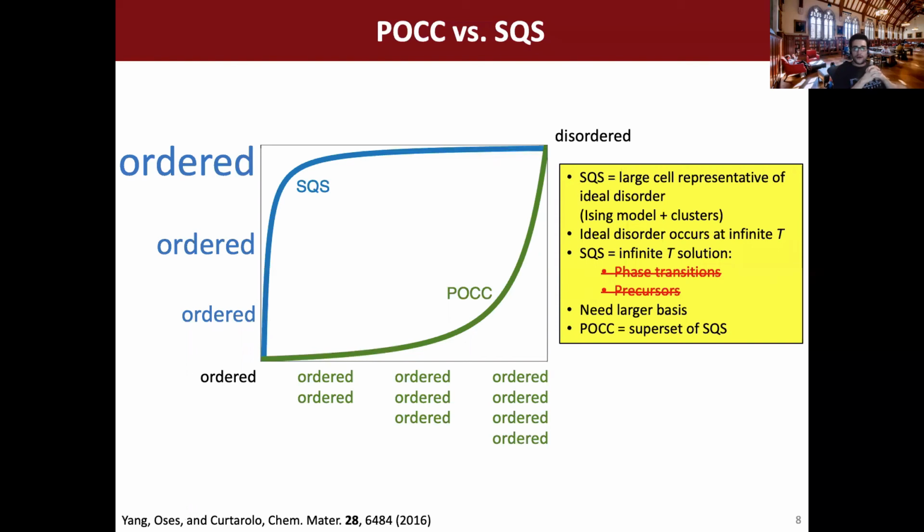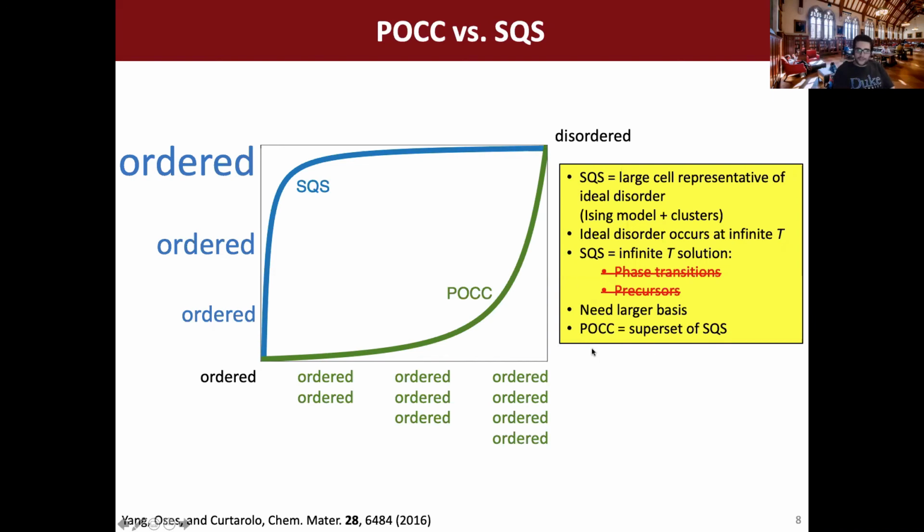And so SQS is intrinsically an infinite temperature solution. You're not going to be able to model phase transitions. You're not going to be able to model precursors. As you go from an ordered structure to a disordered structure, you're basically going to have precursors of the ordered structures existing in the crystal until they all start to form into a single phase. You won't be able to model that with an SQS structure unless you go to really large extremes.